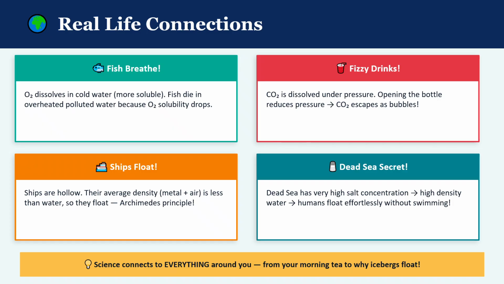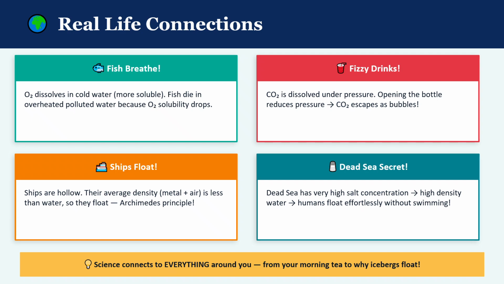Ships float even though they are made of metal because they are hollow and their overall density becomes less than water. In the Dead Sea, water contains a very high amount of salt. This increases the density of water, allowing people to float easily without swimming.